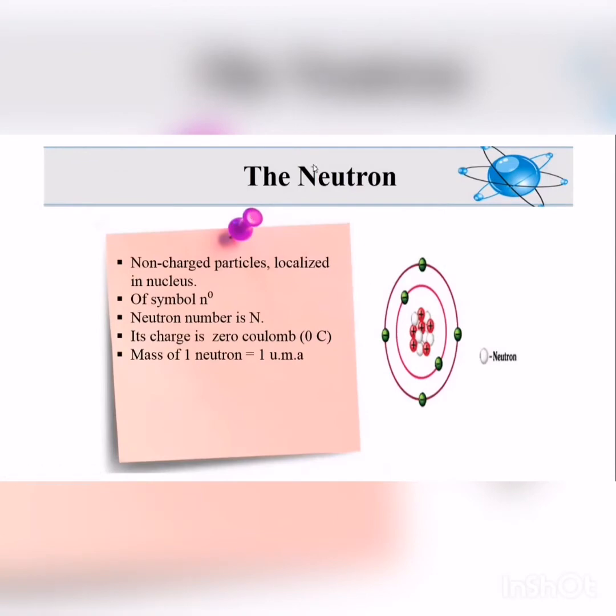The neutron is a non-charged particle, it has no charge, and is localized in the nucleus. The symbol is N0. The number of neutrons is big N. The charge of the neutron is 0 coulomb. And the mass of one neutron is 1 UMA.